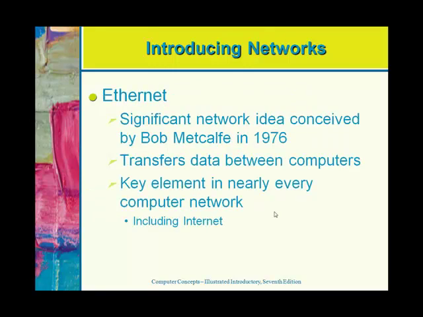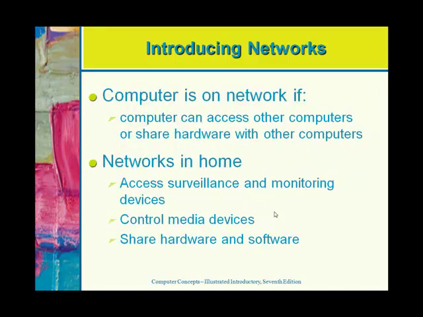The most common type of network that we have today is what we call an Ethernet network, and this is actually an idea that was conceived by Bob Metcalfe in 1976, and it is a way to transfer that information between computers, and it is pretty much the backbone for the internet today. A computer is said to be on a network if it can access or see or share something with another computer. A lot of times you might have networks in your home. This day and time, with lots of folks having laptops, if you have a wireless router in your home, you actually have a network set up.